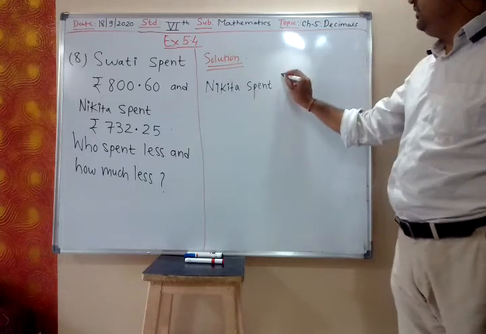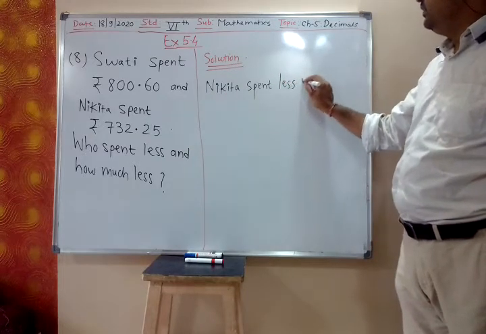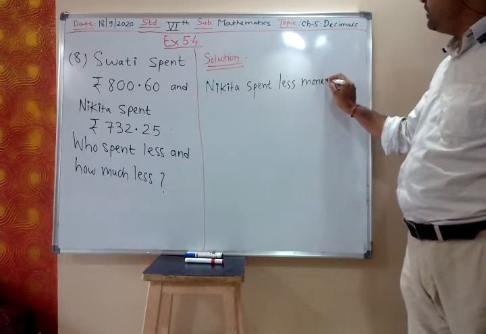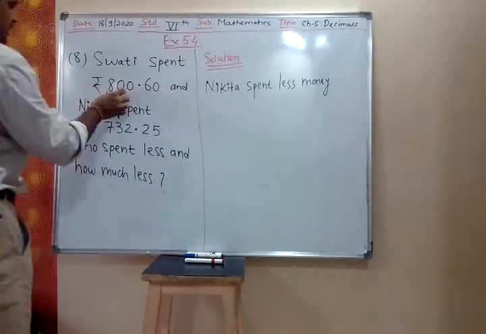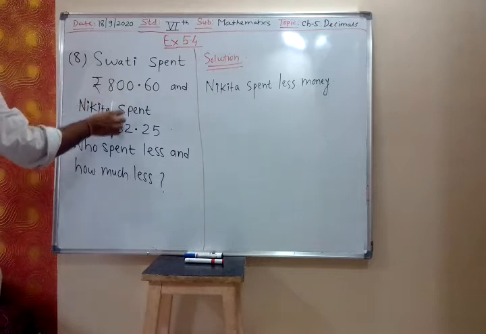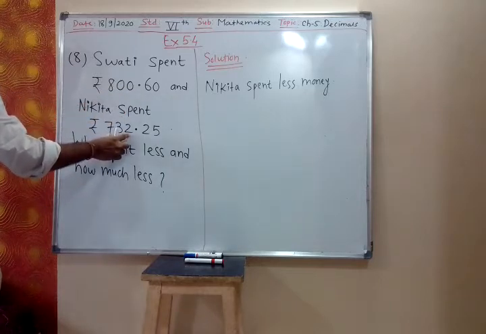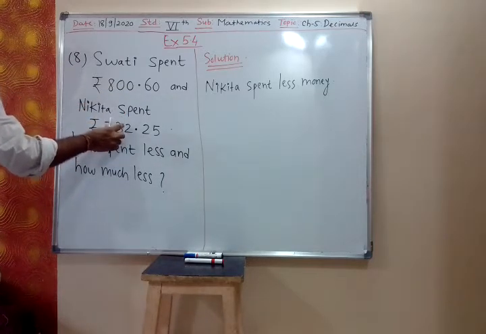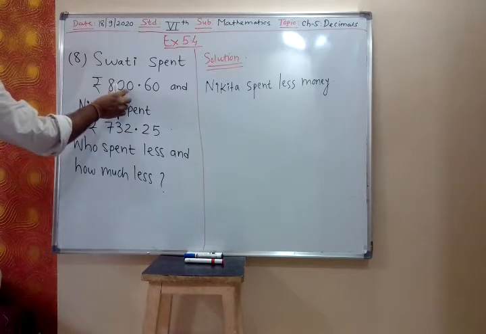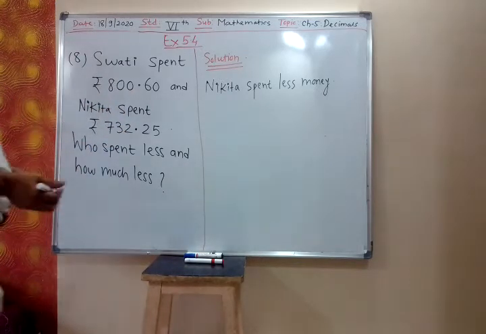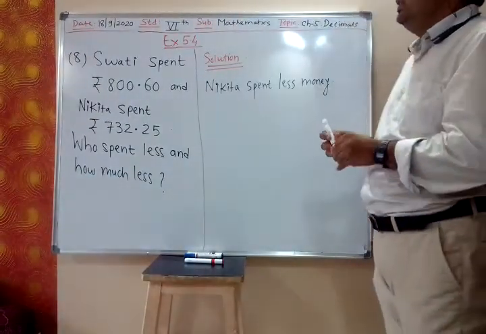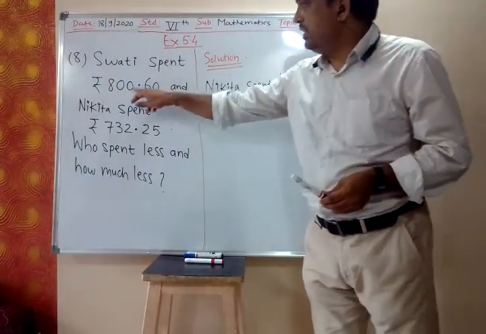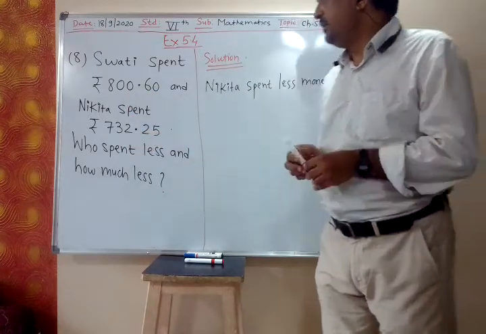Nikita spent less money because when you compare, this whole part is 800. This is 732. So 732 is less than 800. So Nikita spent less money. Now by how much? So we subtract the bigger amount minus smaller amount.